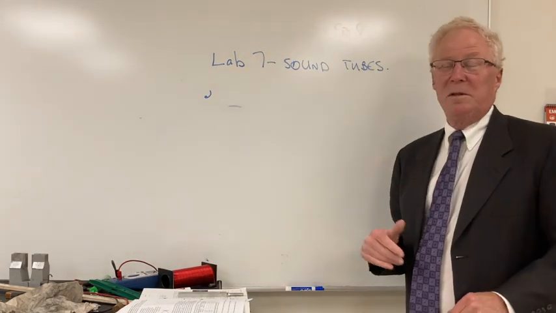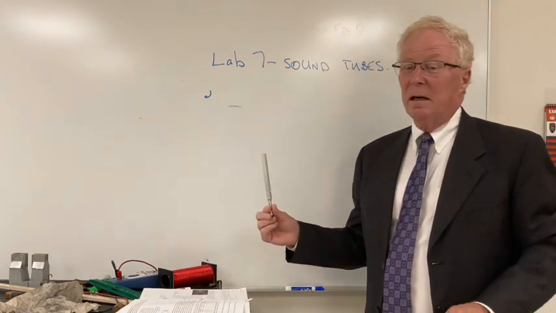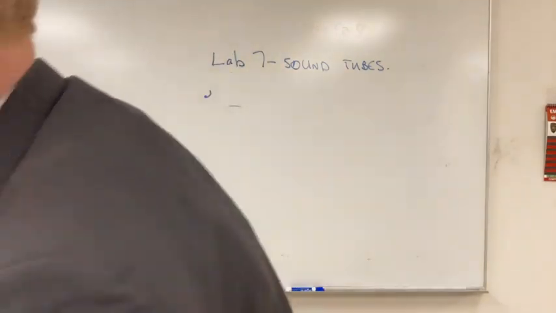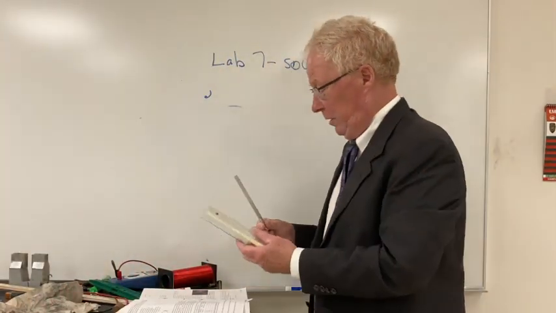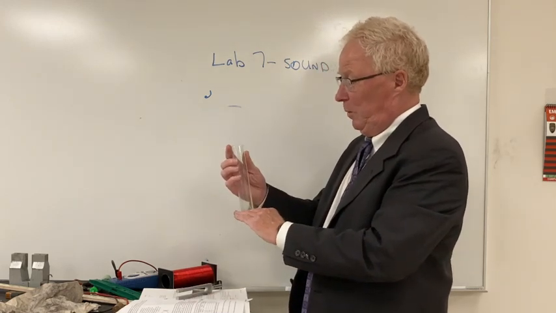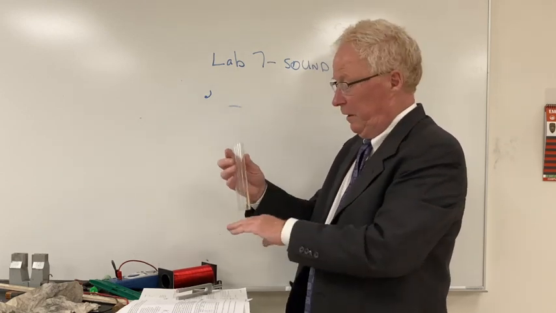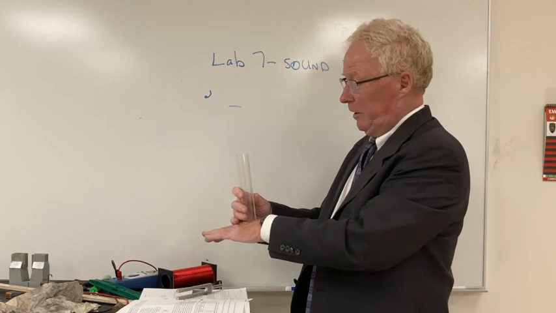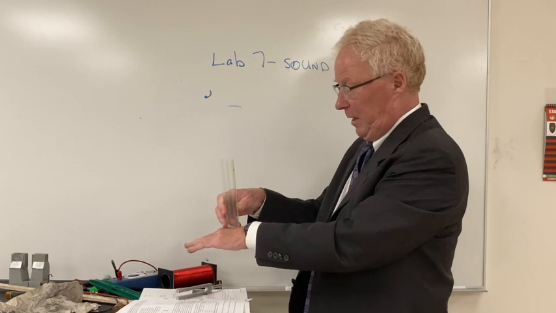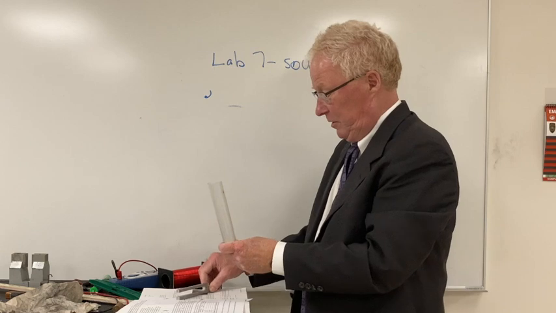Lab on sound tubes, lab 7 for physical science, and what we're going to be looking at is waves in a vibrating tube. An example: a tuning fork, and what we'll get is, if we have a tube like this that's open at both ends, we call it an open tube. If it's closed at one end, we call that a closed tube, because the sound will bounce off the bottom, but we have to keep the top open like a pipe organ so we can hear the sound.